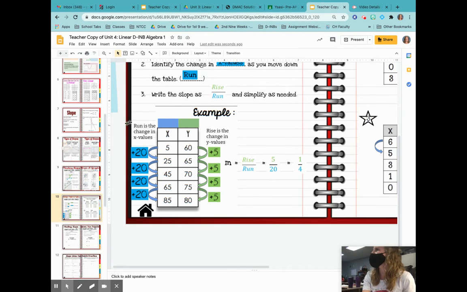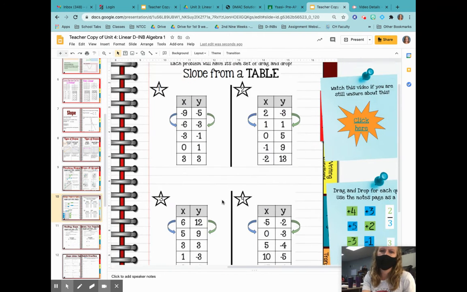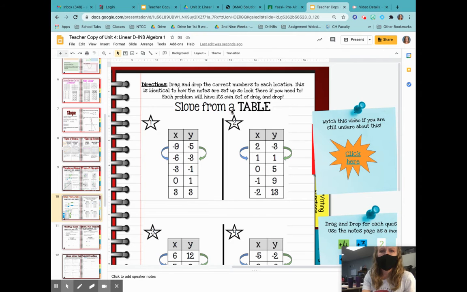Hey, y'all finish that? Okay, let's go to the next page. You're going to drag and drop the correct numbers to each location. This is identical to how the notes are set up. So look there if you need to. Each problem will have its own set of drag and drop.